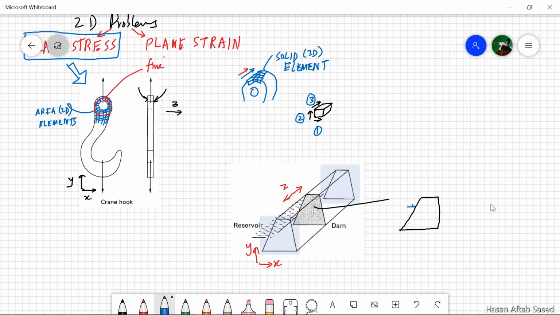Obviously, we'll need to apply the pressure of the water on this side. There'll be reaction from the ground. There'll be weight of this downwards. But any section is as good as any other section. We could have taken this section instead. It could have been the same. So again, we can just mesh this plane again with area elements.